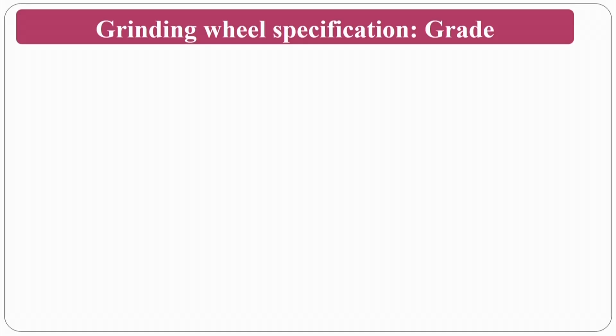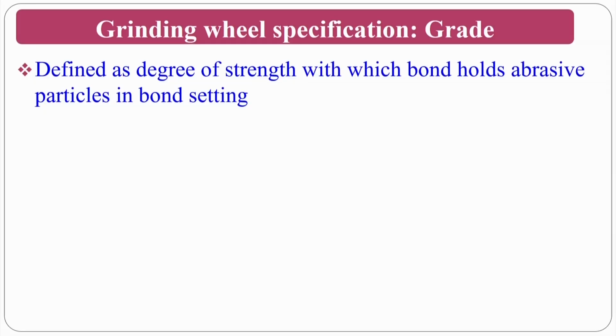So, the important ones here are grade and structure. People should understand, especially the engineering college BTech students will have some doubt about the grade and structure, which are critical for a grinding wheel. Okay. What do you mean by grade? It defines the degree of strength with which the bond holds the abrasive particle. Okay. Assume that I have a grinding wheel and this is my abrasive particle. How firmly it is bonded is decided by the grade.